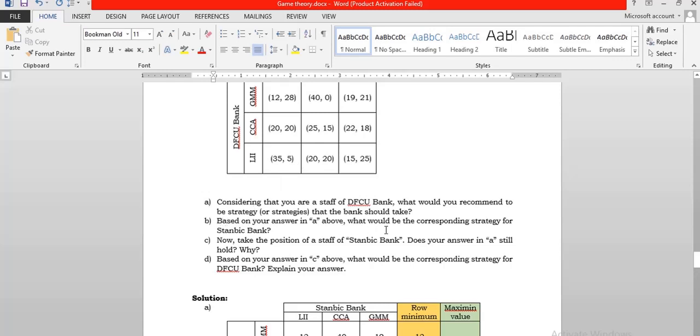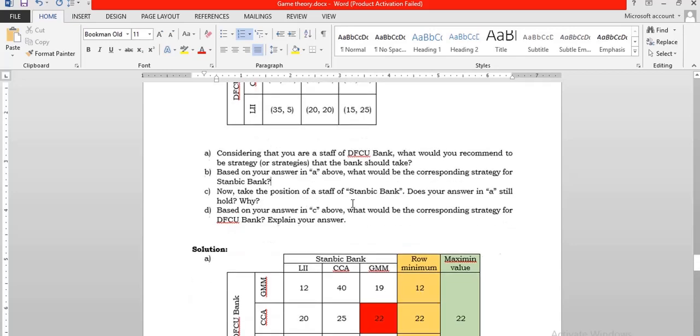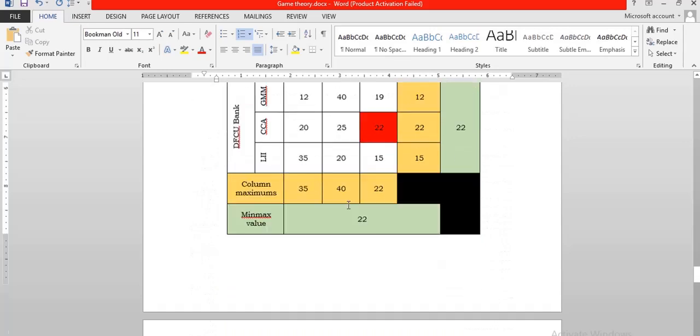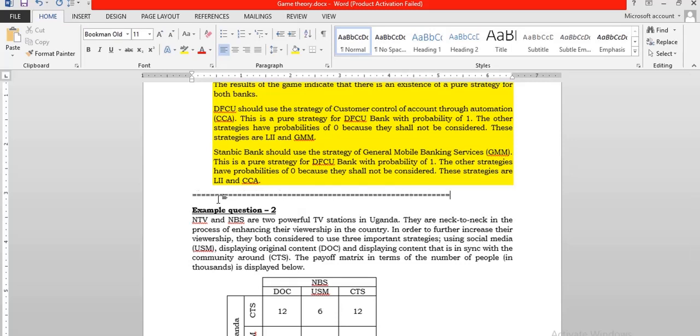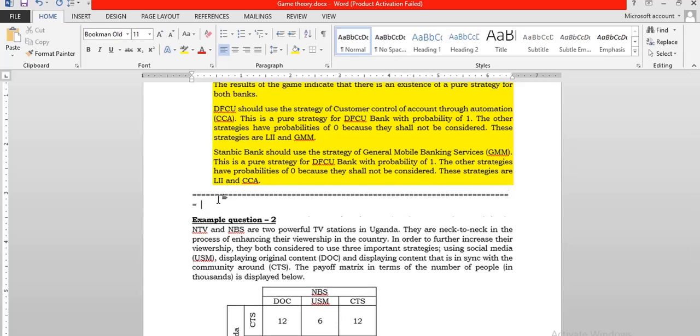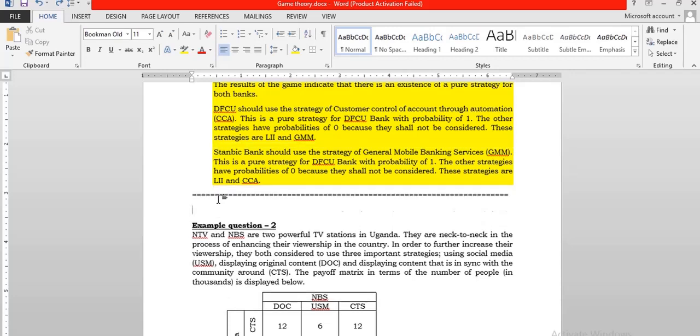Based on your answer in A above, what will be the corresponding strategy for Stanbic Bank? We have already mentioned that it will be the GMM. For DFCU it will be CCA. Okay. Now take the position of staff of the Stanbic Bank. So we are going to repeat this particular scenario, but this time round we are going to take the position of Stanbic Bank, because we want Stanbic Bank to win.